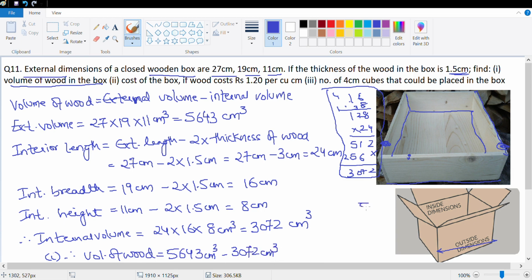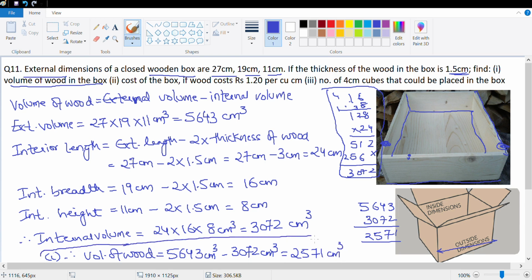Let's just calculate. 5643 minus 3072: 3 minus 2 is 1, 14 minus 7 is 7, 5 minus 0 is 5, 5 minus 3 is 2, which is equal to 2571 centimeter cube. So the volume of wood required to make this wooden box is 2571 centimeter cube. Perfect. Let's look at the second part of the question.